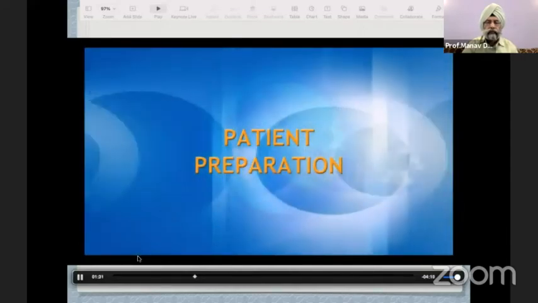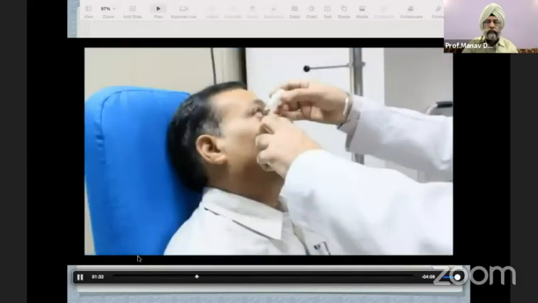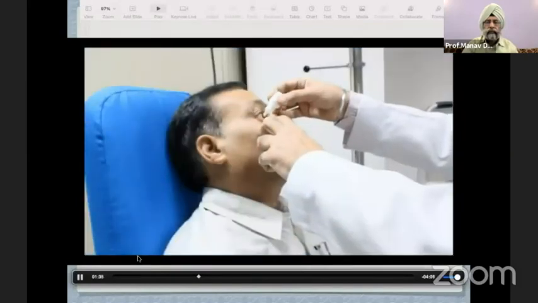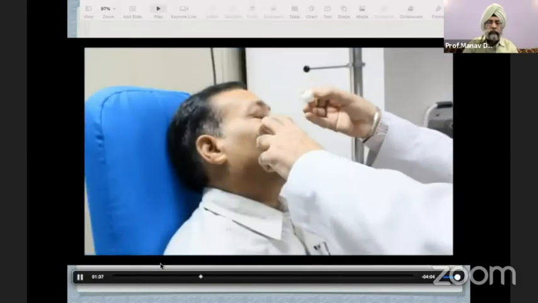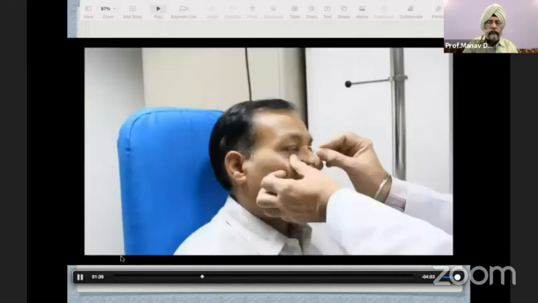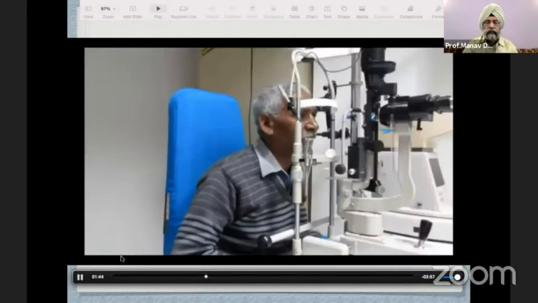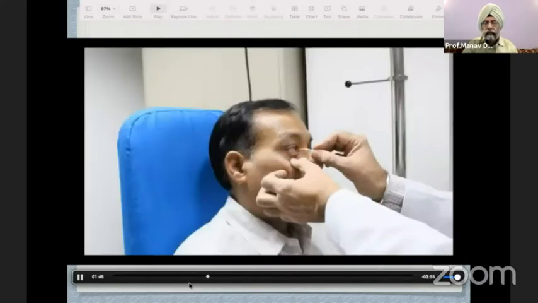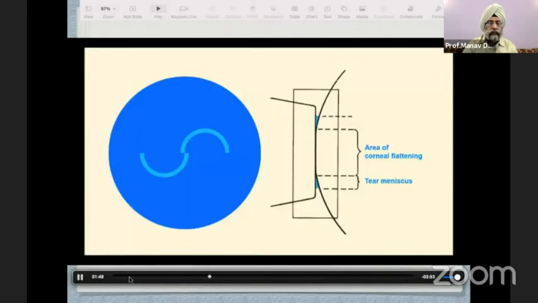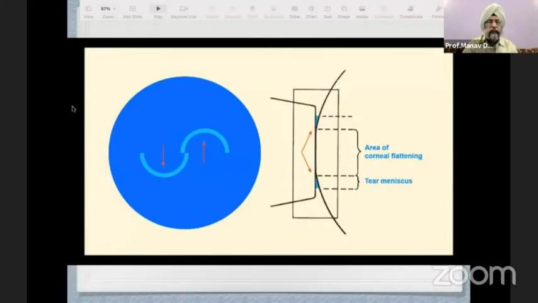Now, the patient preparation. After informing the patient about the procedure, anesthetize both eyes with proparacaine. Place a moistened fluorescein strip in the lower conjunctival sac and place the head of the patient on the chin rest. Fluorescence of the stained tears facilitates visualization of the tear meniscus at the margin of contact between the cornea and the biprism.